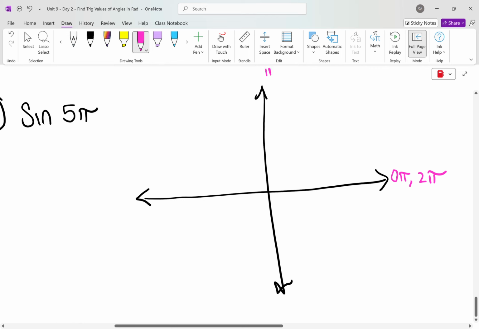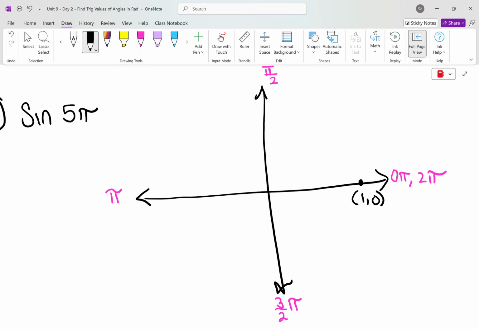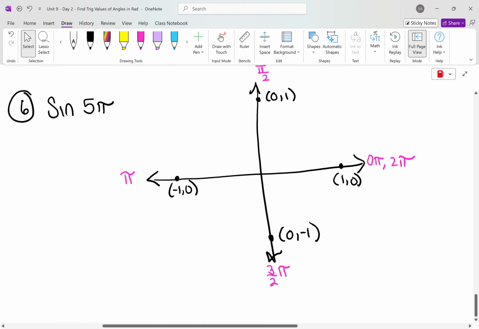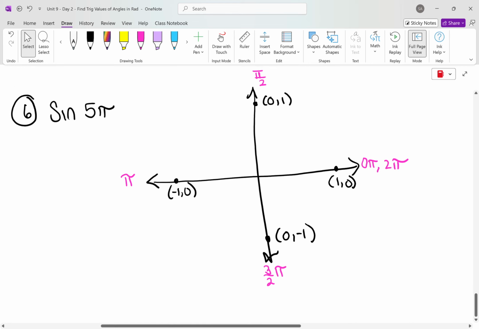So this is 0 pi, comma 2 pi. This is pi over 2. This is just pi. And this is 3 over 2 pi. So we want the unit circle. So this is the point 1, 0, the point 0, 1, negative 1, 0, 0, negative 1.